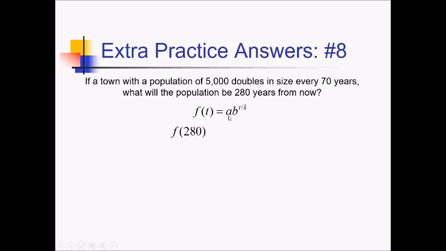For the a value, that's the population we're starting with, so that's 5,000. B value, we're doubling, so that's going to be times 2. T we said was 280. K, that's how long we have to wait before the doubling happens, so that's going to be 70 years. And we could do this on the calculator, but we know 280 divided by 70 is just 4. 2 to the 4th is 16. So we've got 5,000 times 16. Well, 5 times 16 itself is 80. Stick on 3 zeros, you've got 80,000 people.